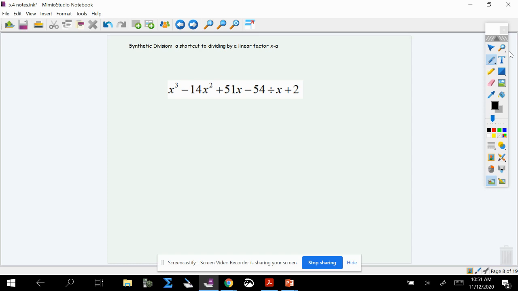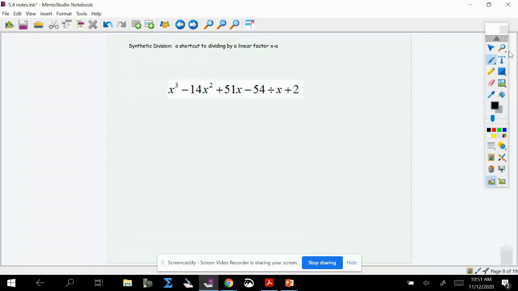Okay, now that you have learned how to divide with polynomial long division, there is a shortcut. It can't be used all the time, so it is still important to understand what you just looked at, but there is a shortcut that works really nicely in certain situations, and it's referred to as synthetic division.